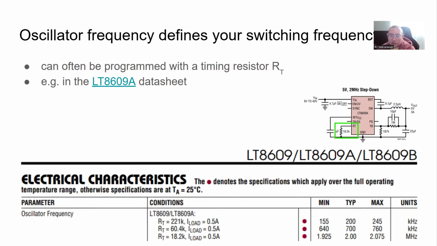And now we have the oscillator frequency. So again, this defines your switching frequency, and this is usually programmed with a timing resistor for switching converter ICs that have a timing change capability. Some of them are actually fixed, but here in this LT8609A, we're actually able to program the switching frequency just with a resistor. And so in the data sheet, these electrical characteristics specify a range of different frequencies based on a fixed timing resistor.